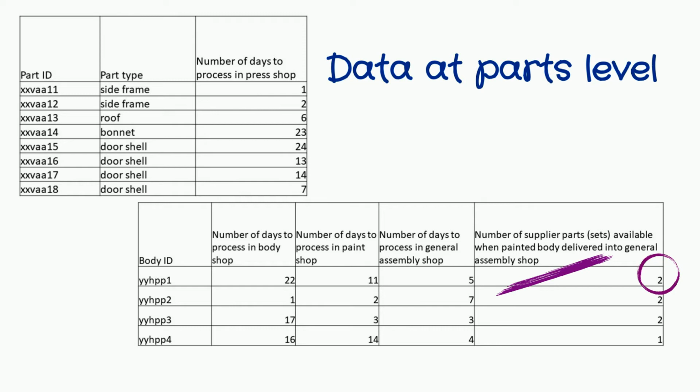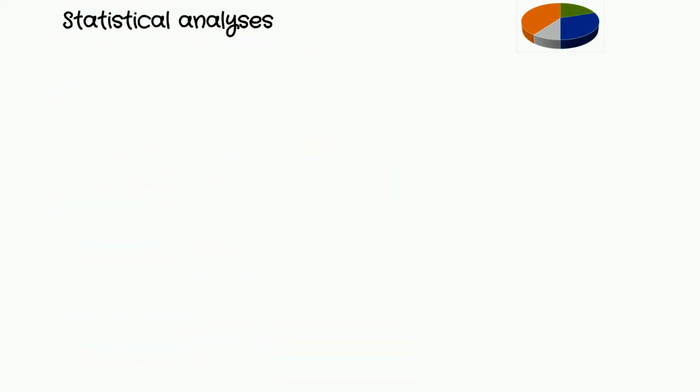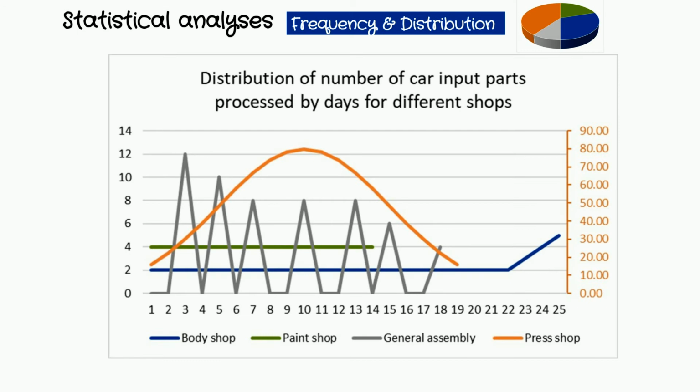Let's start with the statistical analysis part of descriptive analysis. First, you could do some frequency charts. For example, what are the different parts produced in the press shop for the month? Example, it looks like parts required for 56 cars has been produced for the month. Then you can look at distributions for number of parts produced by days taken for the different shops.